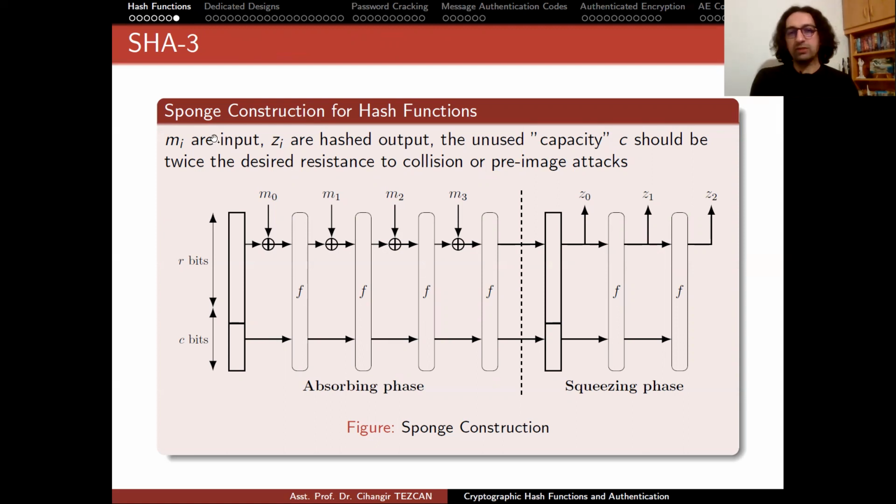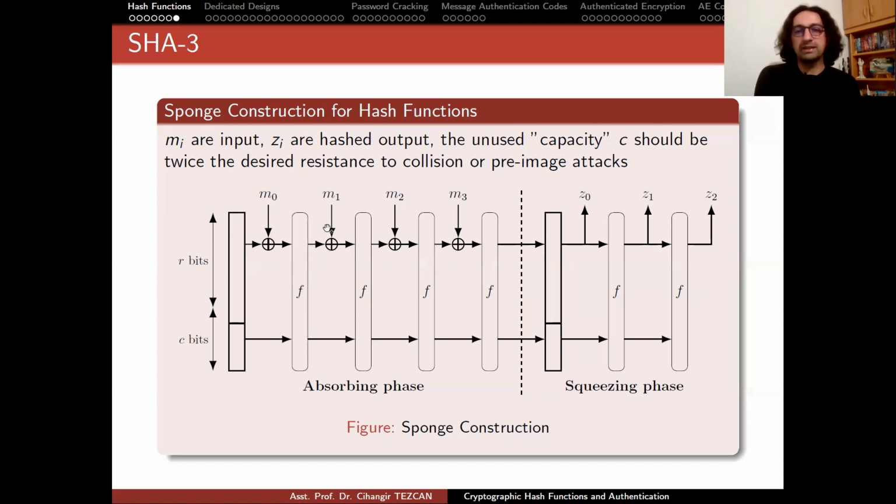A sponge function has a very huge internal state. It can be thousands of bits. And here you choose two parameters, rate and capacity, referred to as R bits and C bits in this picture. So you design an f function, which is a permutation actually. It can be operations like a block cipher, having substitution and permutation layers. The choice is yours. But the idea is as follows. If your rate is R bits, you take the first R bits of your message, XOR it with the initial state, and perform this f function.